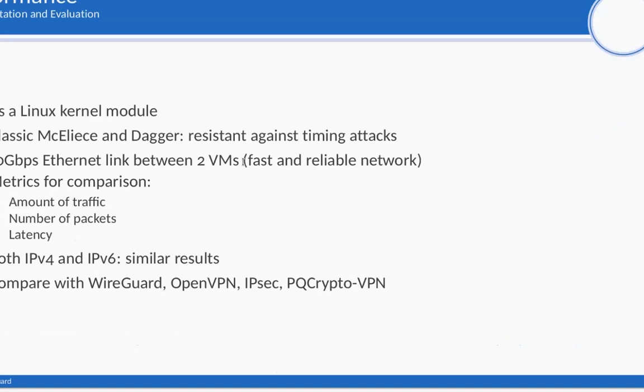Okay, so we went ahead and implemented our instantiation as a Linux kernel module. Both Classic McEliece and Dagger were implemented to have constant time operations. We then evaluated its performance in a 10 gigabit per second network between two virtual machines. We used the amount of traffic, the number of packets, and the latency as metrics to compare its performance with other VPN software, including the original WireGuard, OpenVPN, IPsec, and PQCryptoVPN. PQCryptoVPN is a project from Microsoft that built on top of OpenVPN to provide post-quantum security.